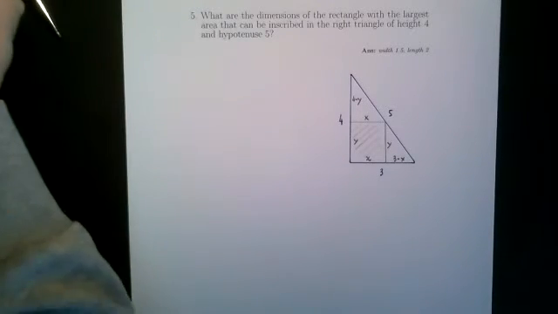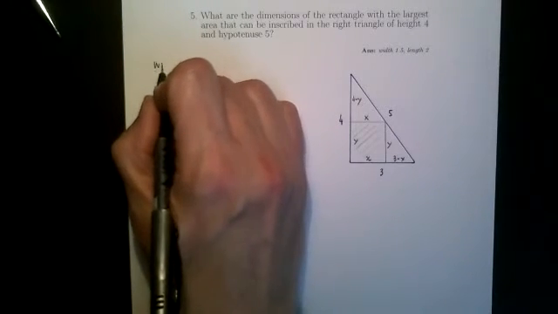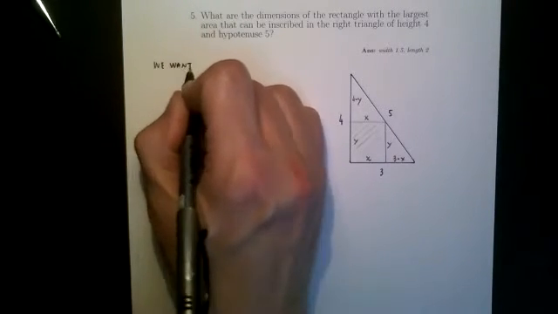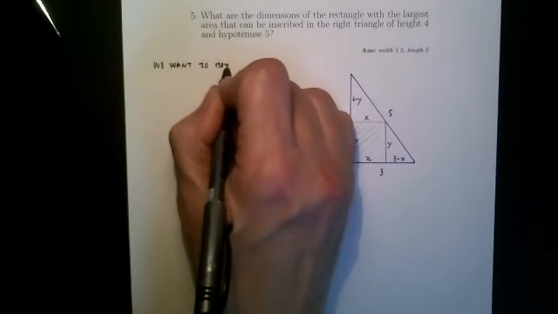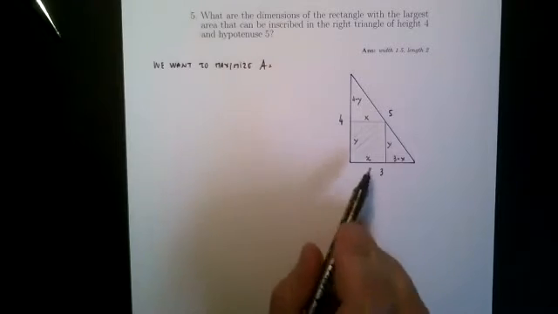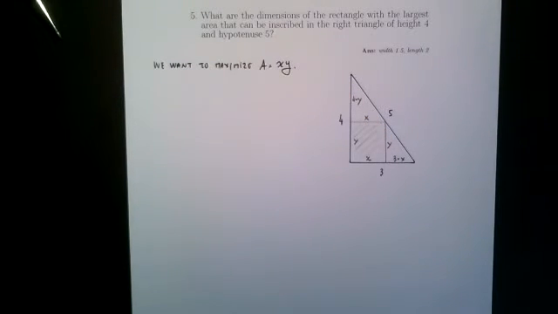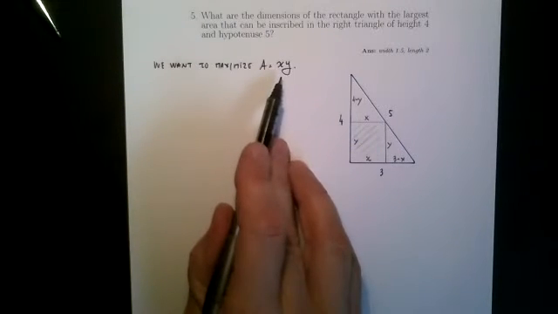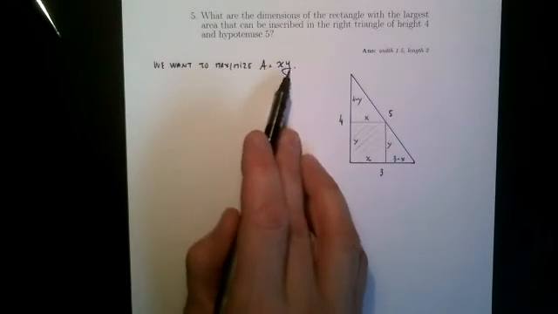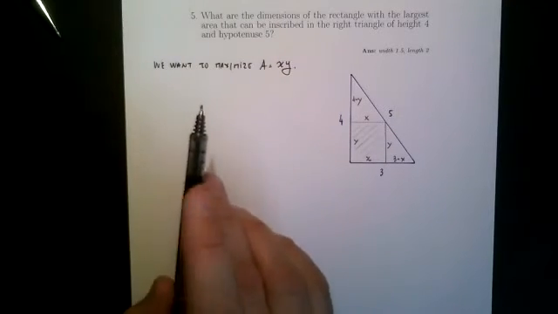Okay, so let me write down right away, what do I want to maximize? We want to maximize the area, which is XY. That's what I want to maximize. That's pretty clear, it's the area of the rectangle. The only thing I need now is to find a relation between X and Y so that I could express the area in terms of only one variable, either X or Y.